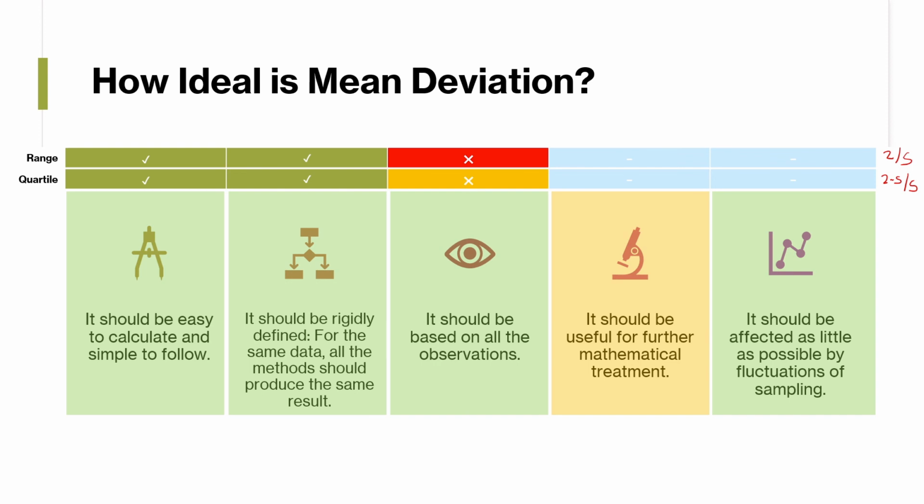So at the end of the day, mean deviation is definitely a huge jump from quartile deviation and range, and we have a 4.5 out of 5. Can there be something better than this? That'll be our topic of discussion in the next video.